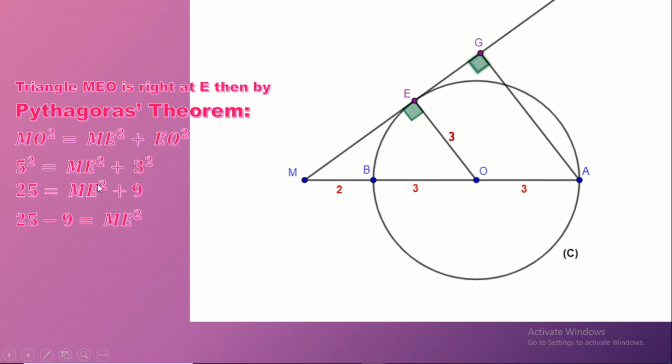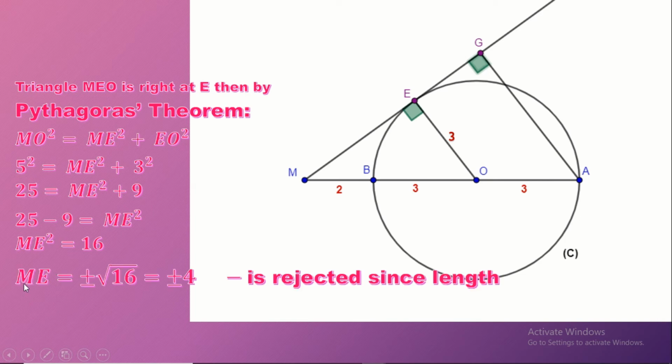So 25 equals ME squared plus 9. Now we can move 9 to the other side. Plus becomes minus. So 25 minus 9 equals ME squared. Then ME squared equals 16. Well, keep in mind, to remove the square, we need to put plus or minus radical. ME equals plus or minus radical 16, so it's plus or minus 4. But sure, minus is rejected since we have a length. Therefore, we can say that ME is equal to 4.